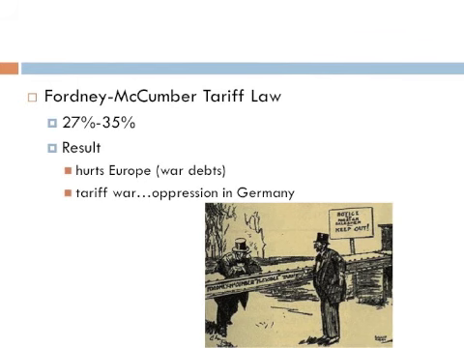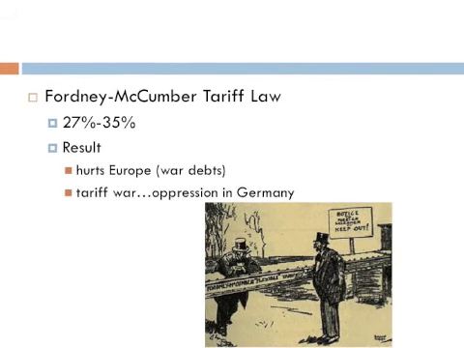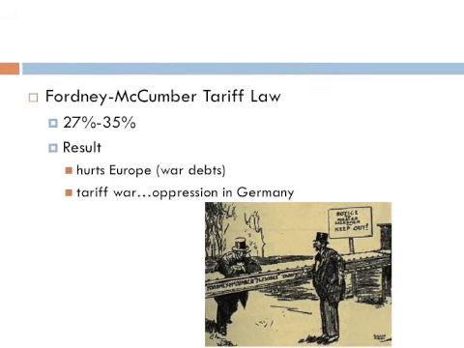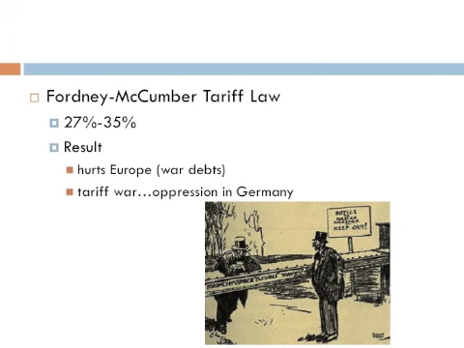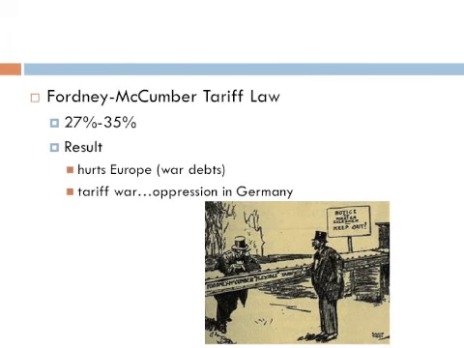What this weakened trade position leads to is a rise in tariffs here in the United States. And the first place where it manifests itself is in the Fordney-McCumber tariff law, which raised tariffs on imported goods from 27% to 35%.